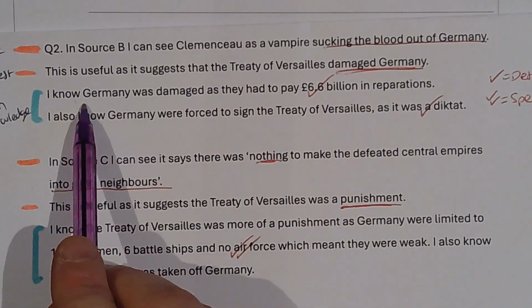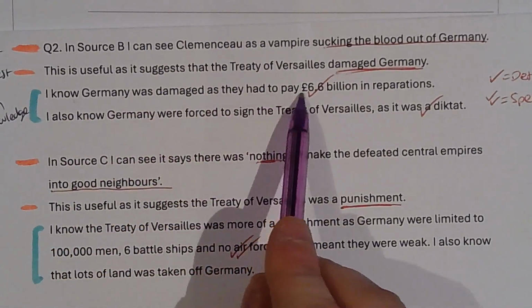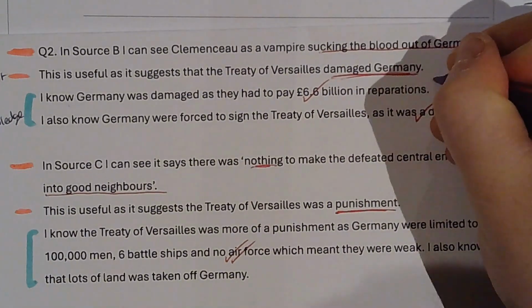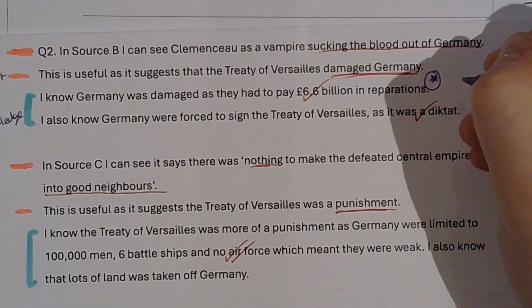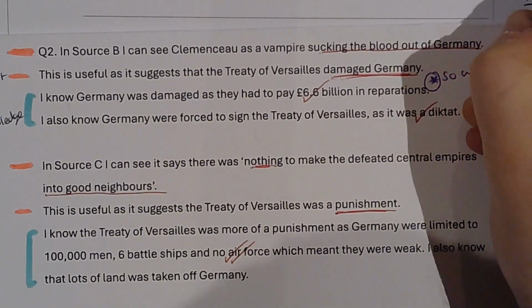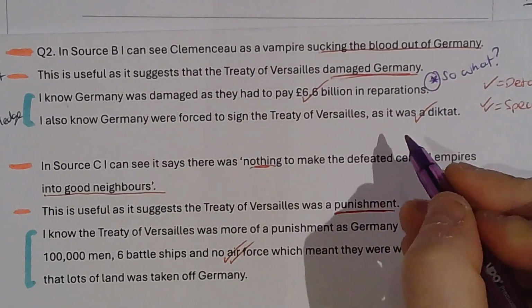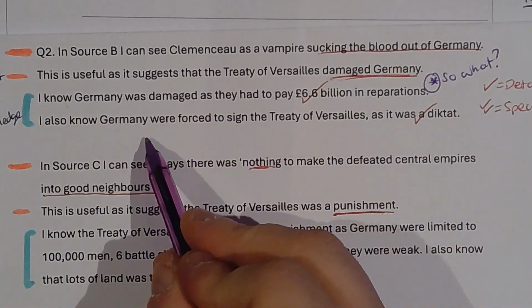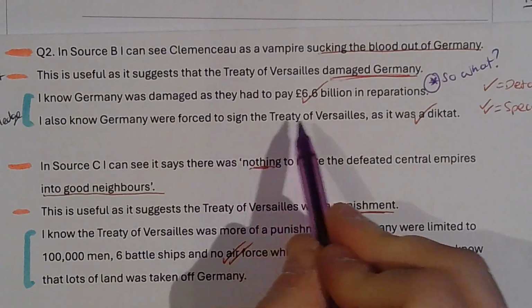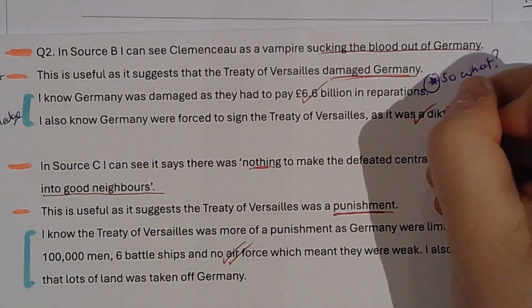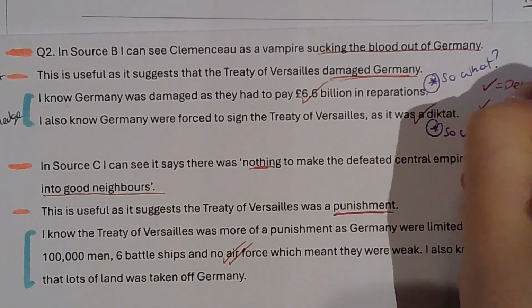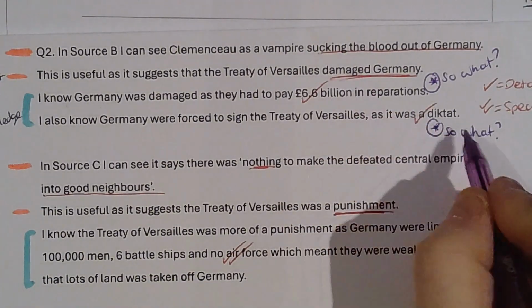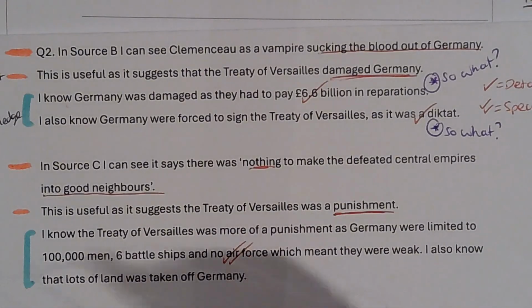So, here we say, I know Germany was damaged as they had to pay 6.6 billion in reparations. Remember, what I would do to improve here, I'm going to do it in purple pen. So what? So what if they had to pay 6.6 billion in reparations? What is the damage done to the German people? I also know Germany was forced to sign the Treaty of Versailles, as it was a diktat. Again, so what? So what if it was a diktat? How does that damage Germany? We need to expand on this to get higher marks.